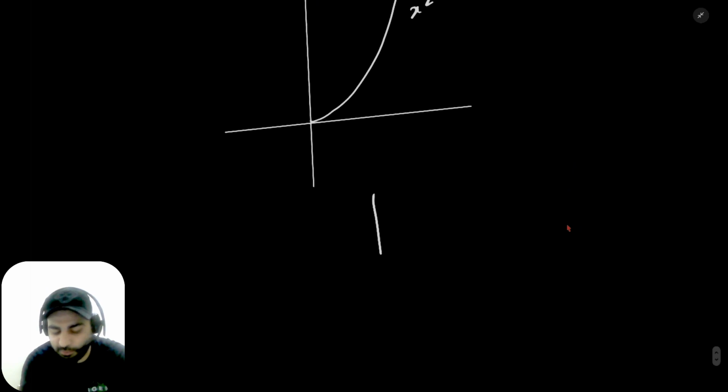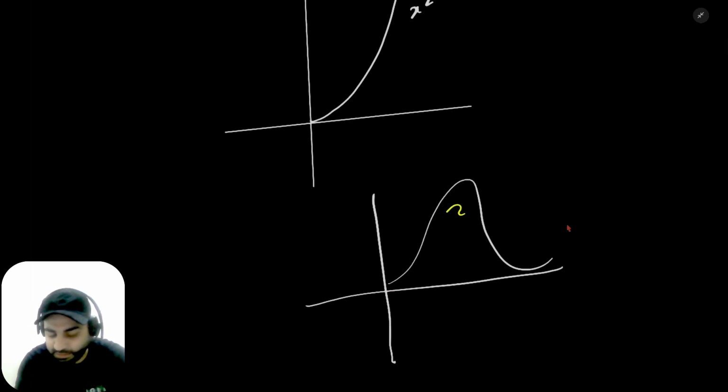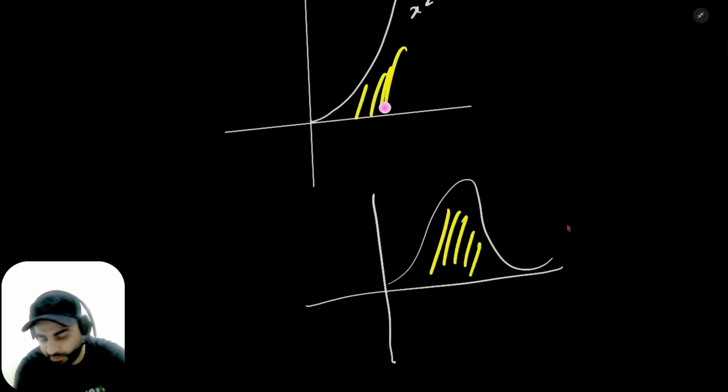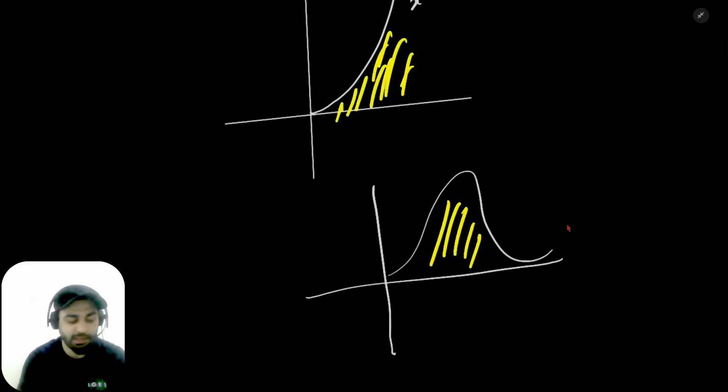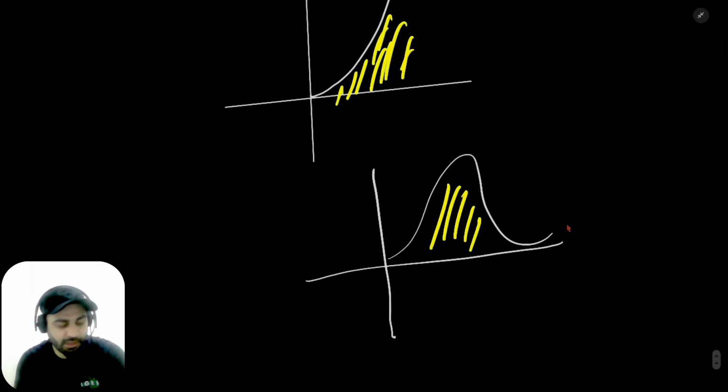So this is one of the curves. Maybe some curve can be like this, and we want to find the area under that curve. For that we need methods, and these methods were captured by Newton and Leibniz independently. These methods made the foundation of calculus.